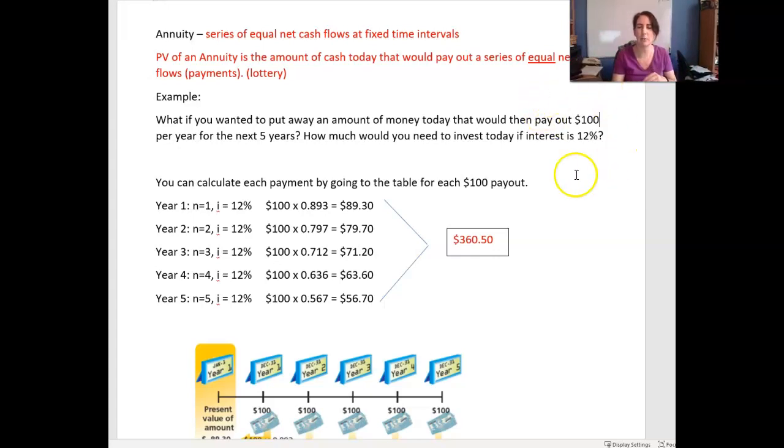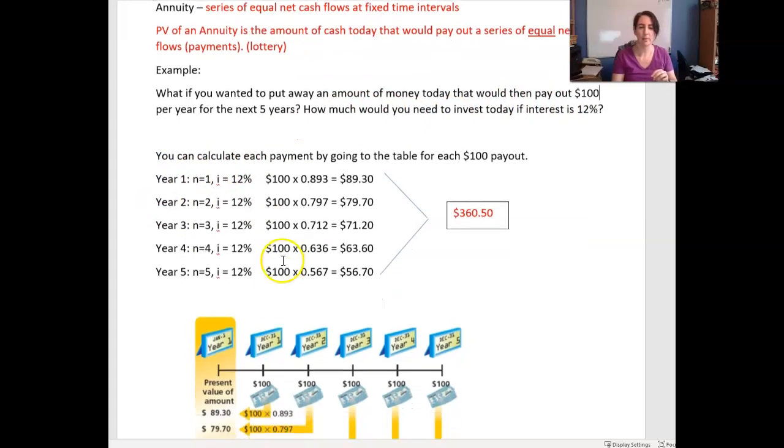But we're keeping it simple with these numbers with $100. So what I could do is figure out every single year, if I put away money, what's that $100 worth to me a year from now, 2 years from now, 3 years from now, 4 years from now, 5 years from now. I could work my way backwards because that $100 per year is a future value. Same way as I did the other one. If this is my future value, what do I need to multiply it by to get to my present value? Okay, so here we go.